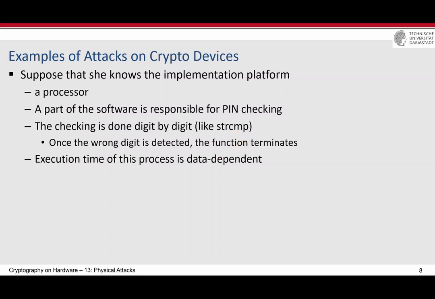And usually it's something like strcmp, or memcmp, or something similar to this. If the first digit of the PIN is wrong, then it terminates and says, okay, this is wrong. But if the first two are correct and the third one is wrong, it takes a bit longer to answer and say, hey, this is wrong. Then the execution time of this process is data dependent. It depends on the number of clock cycles or time. If the PIN is correct, it takes much longer. If the first digit is wrong, it takes very short.